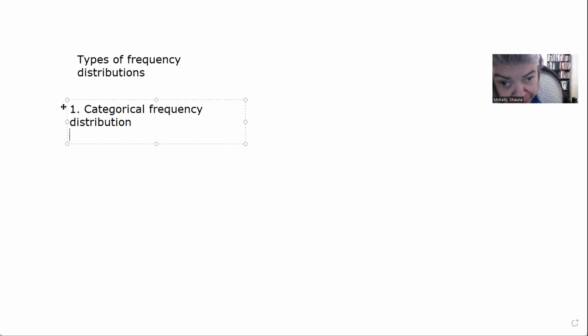So you have something like class composition, freshman, sophomore, junior, senior, or the type of sport you play. So this is for qualitative data. Okay, that's how you figure that out. So you have that distribution.